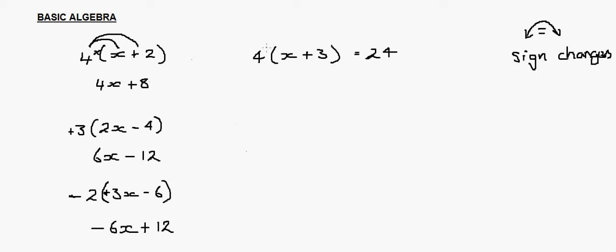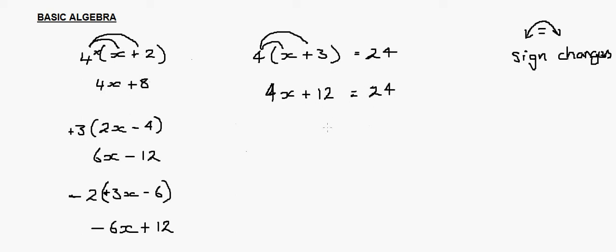Okay, so 4 times x is 4x. And then 4 times 3 is 12. Okay, because a plus times a plus is a plus. And this will give us still 24, because it's only the bracket that's multiplied by 4, not the whole equation. So now we've gone from here, looking fairly horrible, to something that we did in algebra 1.